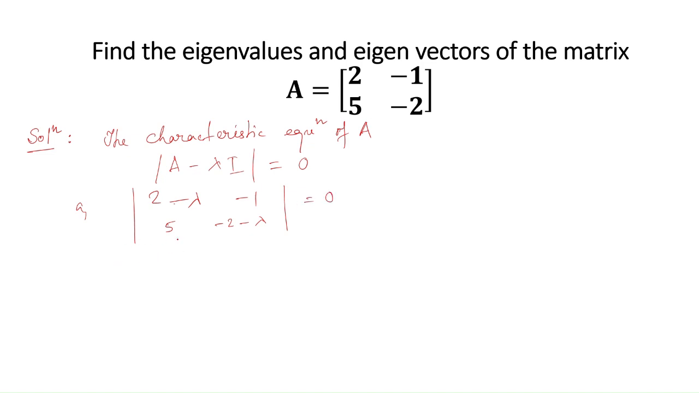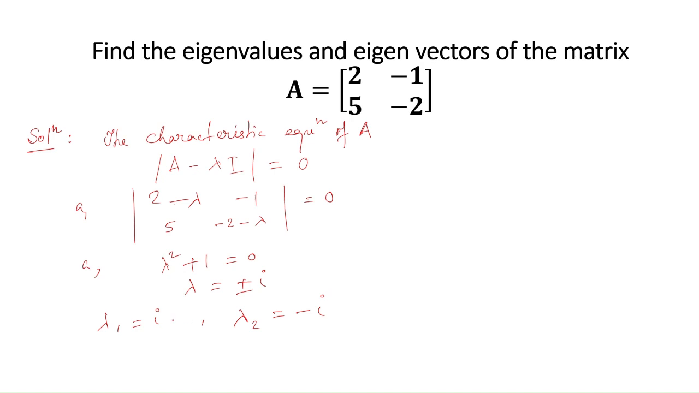Now if we expand this determinant, then we'll have the equation lambda squared plus 1 equal 0. So lambda is plus or minus i. Let us take lambda 1 as plus i and lambda 2 as minus i. Here we see that the entries of the matrix, or the elements of the matrix, are real, but the roots of the characteristic equation are complex.